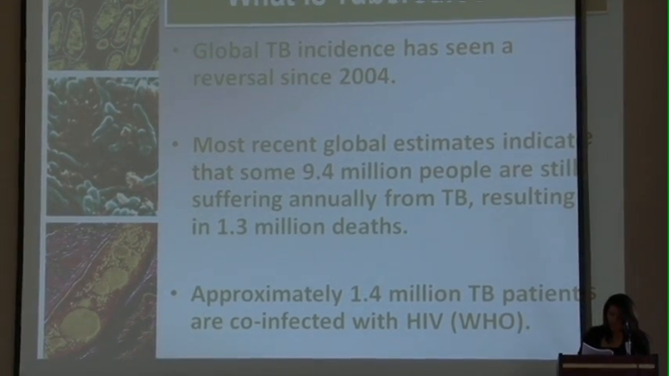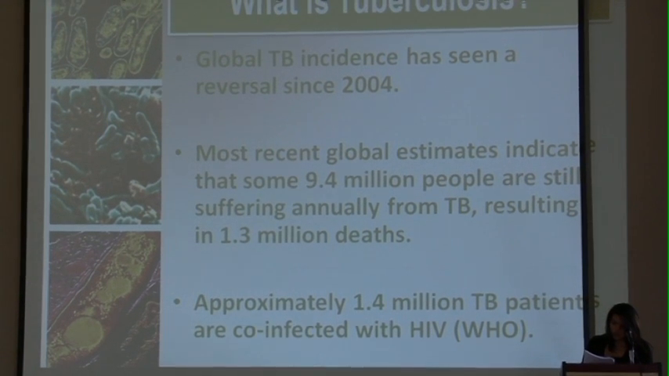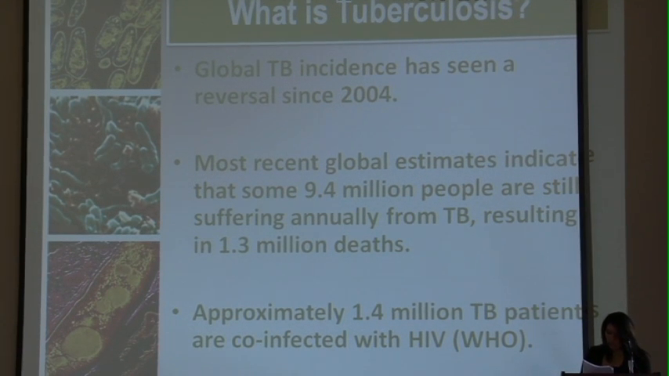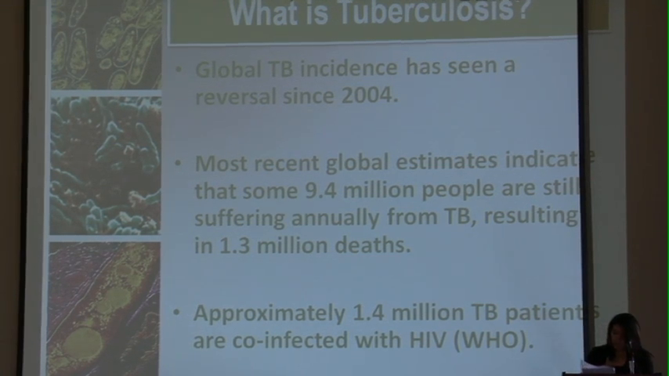Global TB incidence has seen a reversal since 2004. Most recent global estimates indicate that some 9.4 million people are still suffering annually from TB, resulting in 1.3 million deaths. Approximately 1.4 million TB patients are co-infected with HIV.